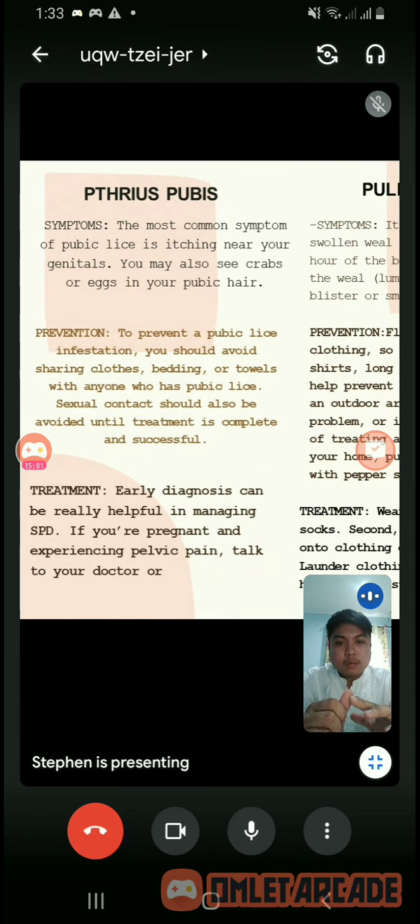So, ang treatment, early diagnosis can be really helpful in managing SPD. If you're pregnant and experiencing pelvic pain, talk to your doctor.